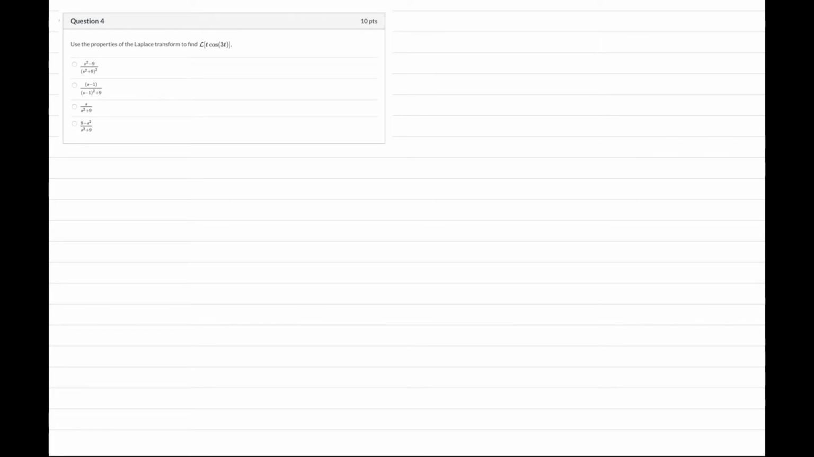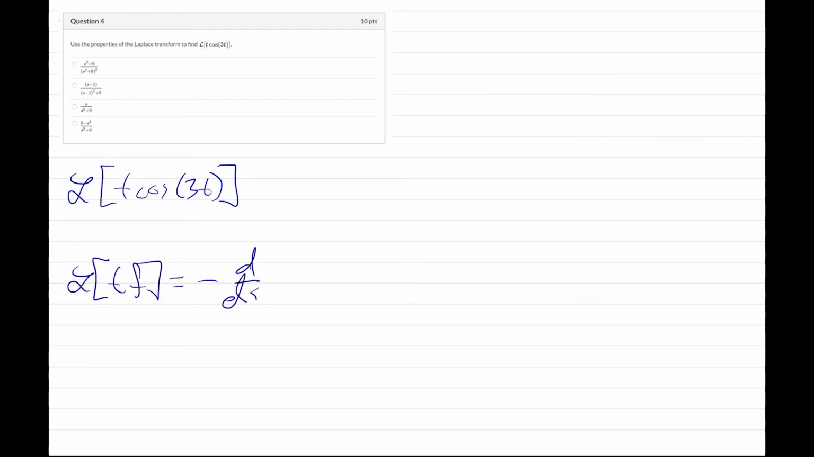Use properties of the Laplace transform to find the Laplace transform of t cosine of 3t. All right, so we know the Laplace transform of t times f is equal to minus d by ds of F of s, right? So this should be equal to minus d by ds of the Laplace transform of cosine, which is, let's see, it's going to be s over s squared plus 9, I think, right?